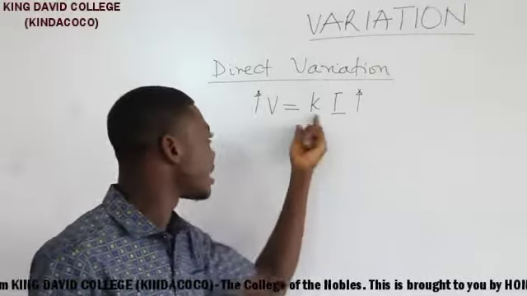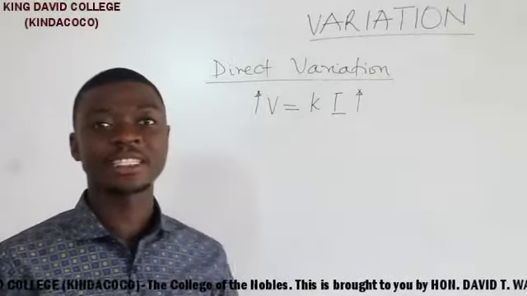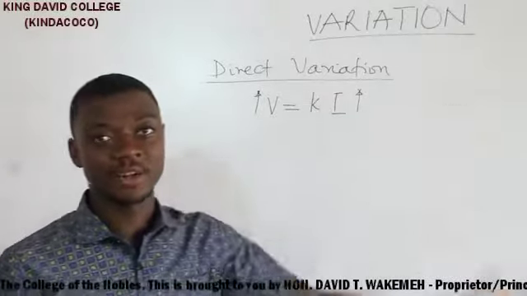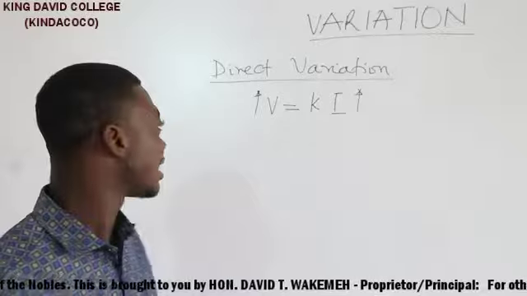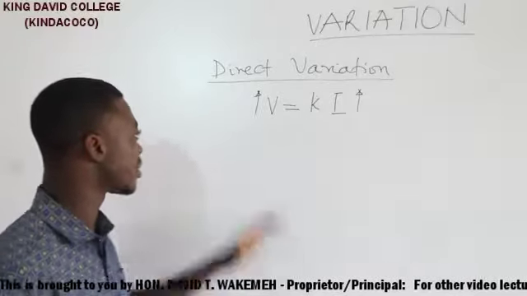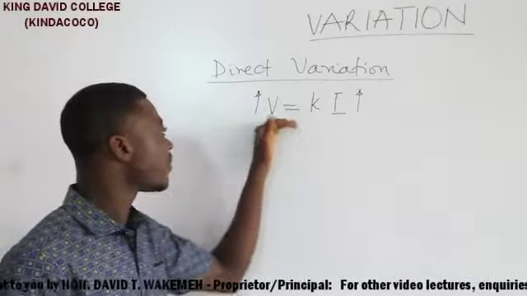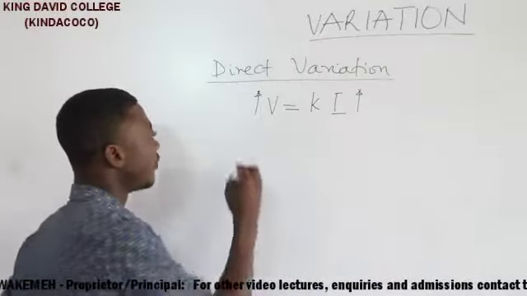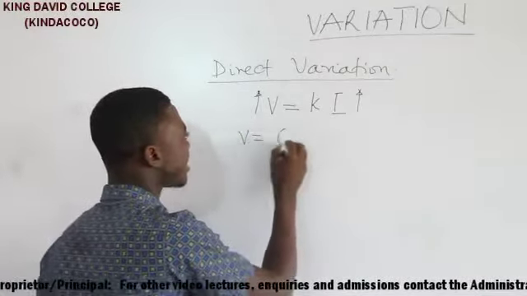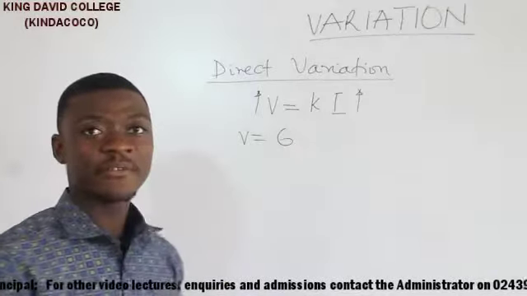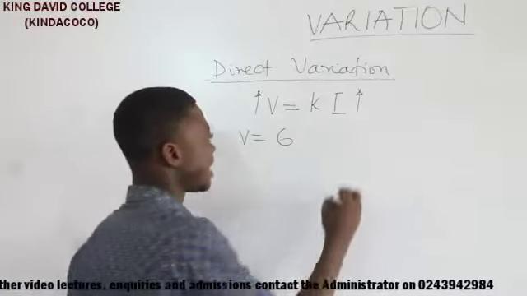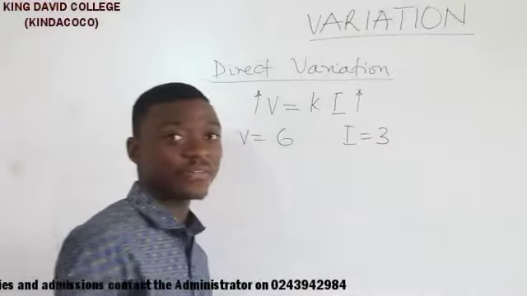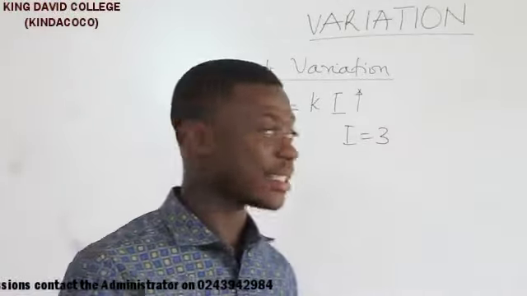So that if you know the constant of proportionality, then any one which is given, you can find the other. Okay? So that is how variation is going to be. So the question could be, V varies directly as I. Okay? When V is 6, I is 3.